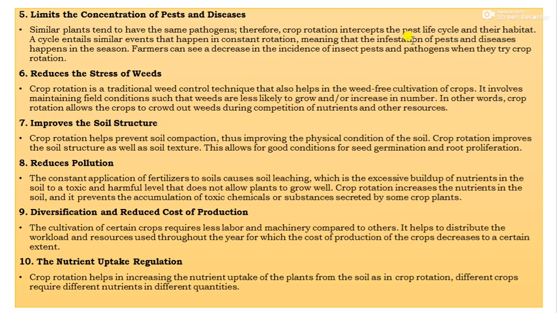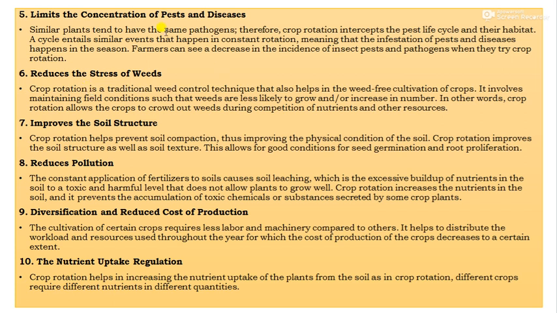The cycle entails similar events that happen in constant rotation, meaning that the infestation of the pest and the diseases happen in the season. Farmers can see a decrease in the incidence of the insect pest and the pathogens when they try crop rotation.